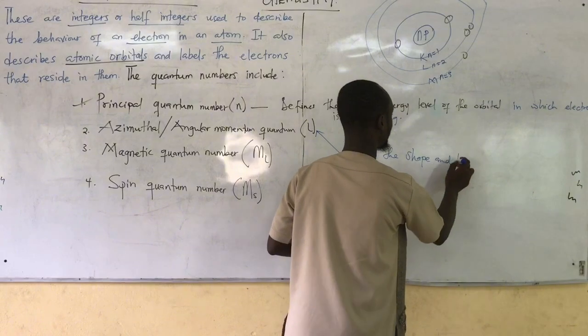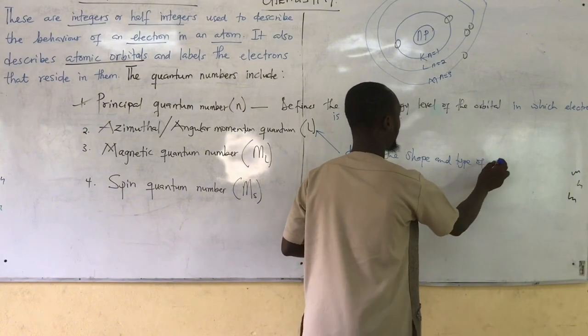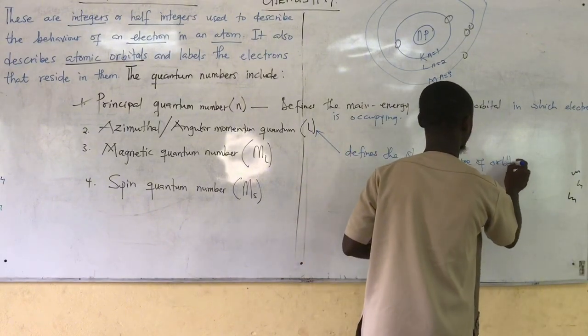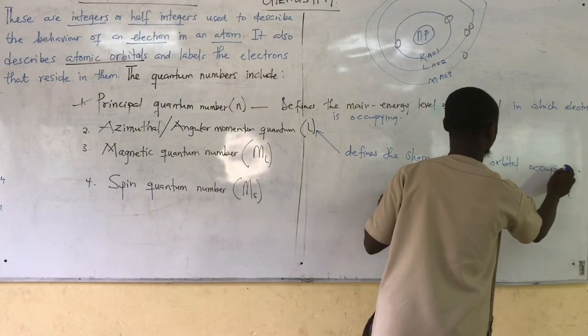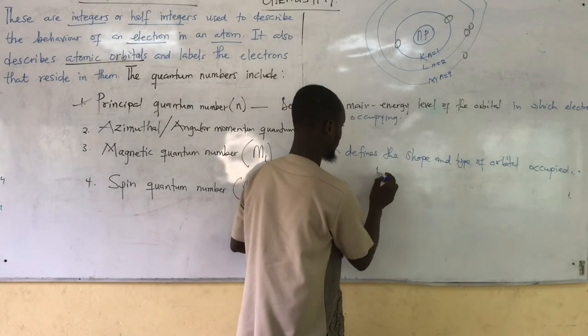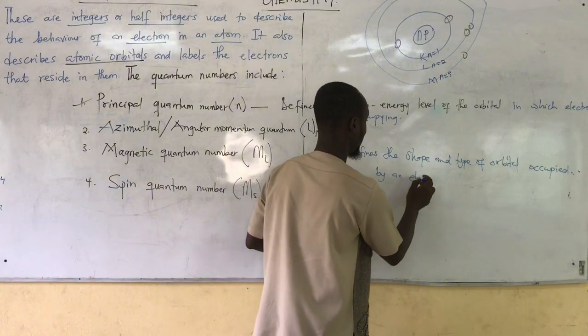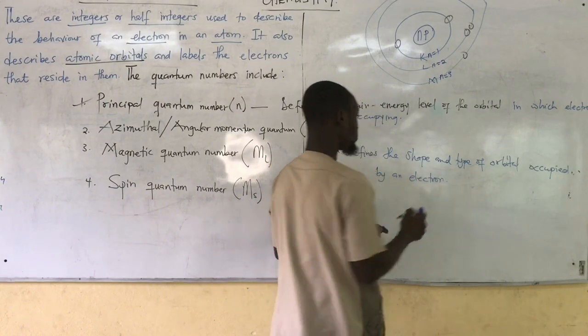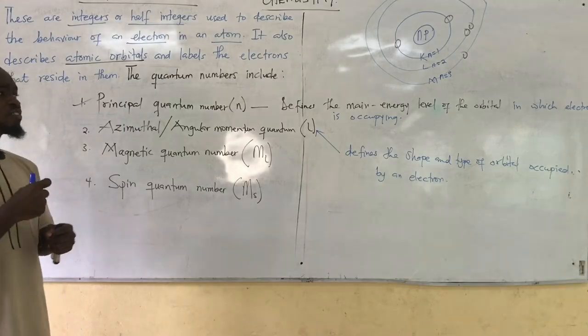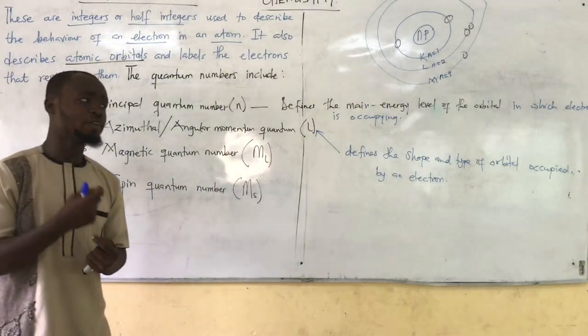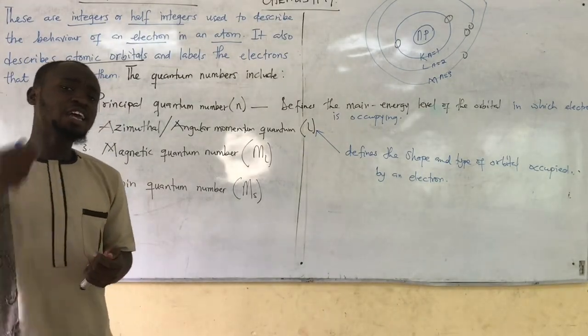and type of orbital occupied by an electron. So the angular momentum quantum number talks about the shape and type of orbital in which the electrons occupy.